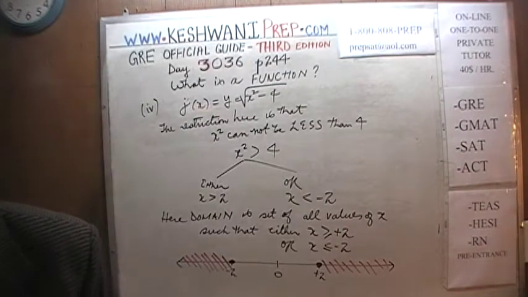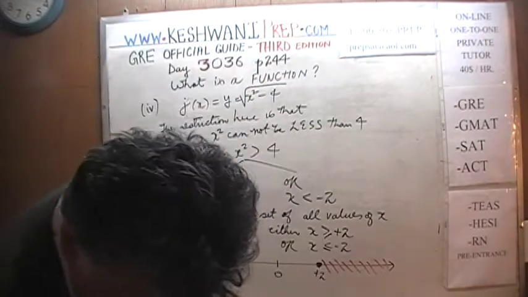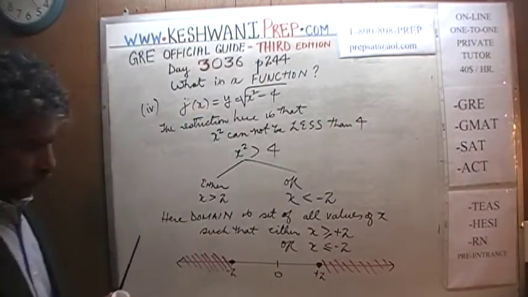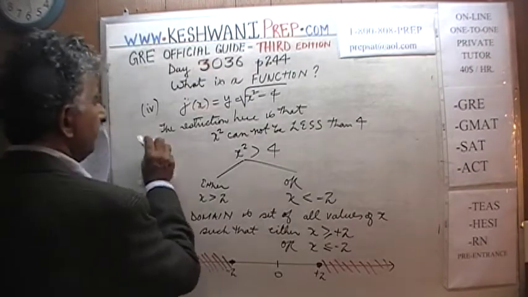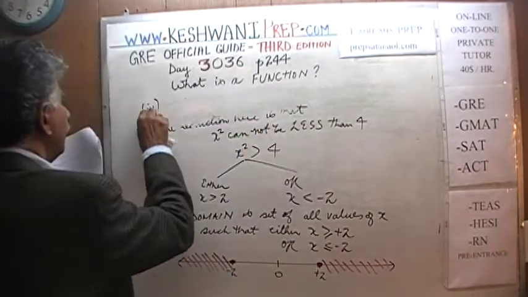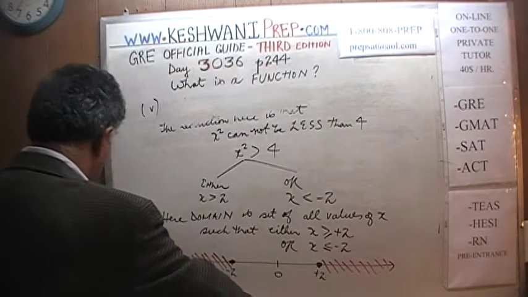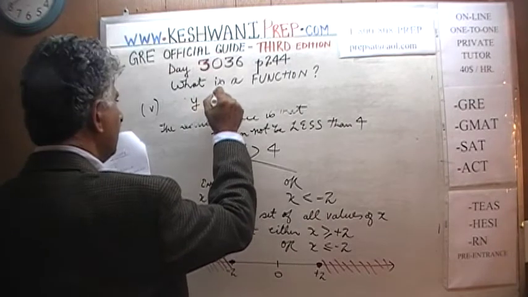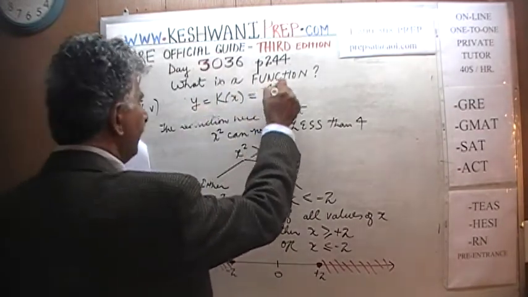I think we had 5 of them, so that we can quickly go to the 3 problems in the book. So the fifth one is actually very simple. The fifth one was y is equal to k of x. We gave it a name of k, and that is equal to 1 over x.